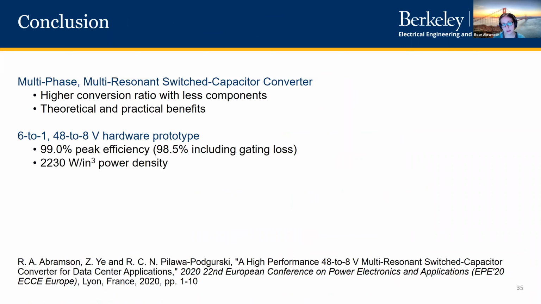And then, just to conclude and summarize, we presented a topology that was able to achieve a high conversion ratio of 6-to-1 with fewer components compared to other resonant switch capacitor topologies. There are several theoretical and practical benefits for implementing this type of topology. And we were able to show very nice efficiency and power density results for a 48 to 8 volt, 6-to-1 hardware prototype.